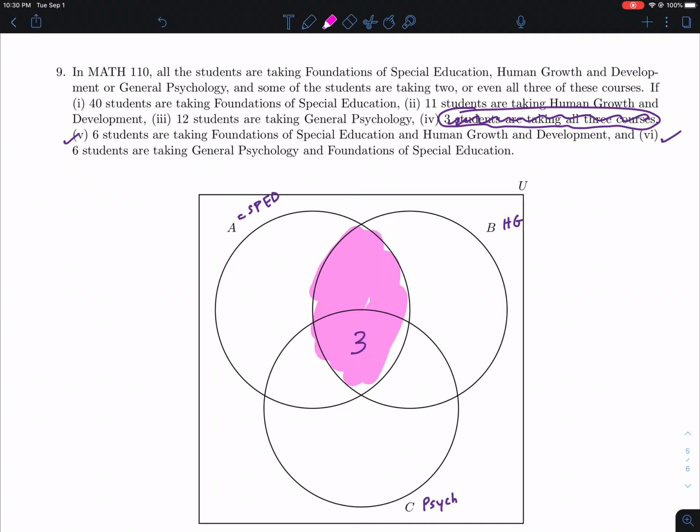This highlighted area contains 6 students total. But we got to remember there's already 3 students in here. So that means we need to subtract 3 from 6 to figure out how many is left over in that pink spot. So in this case, 6 minus 3 just gives us 3. So that means that section is 3.